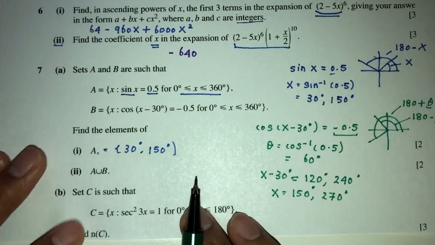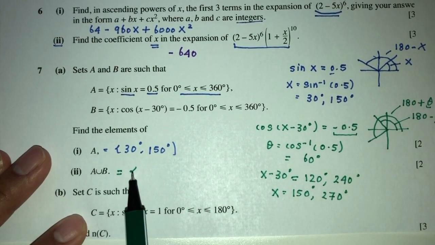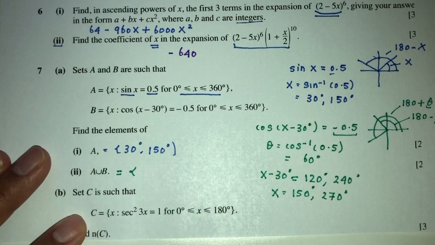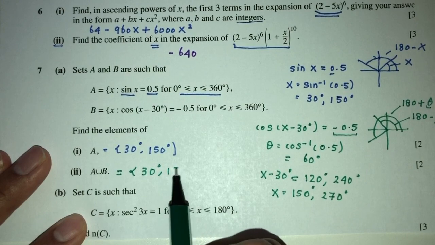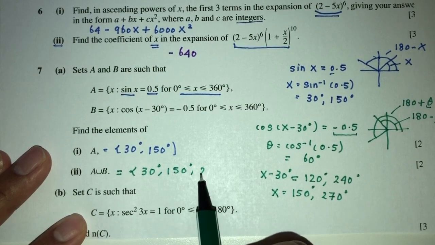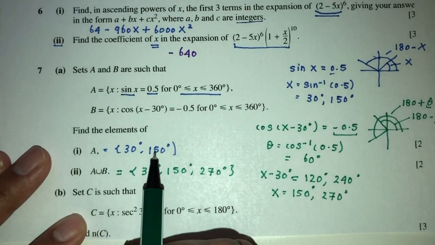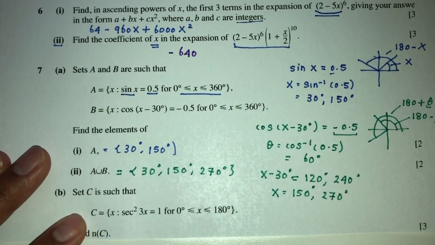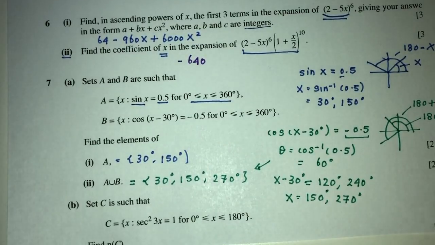Now the question here is to find A union B. So basically it is the elements of A and B but not repeating the same thing. So we have 30 degrees, we have 150 and 270. It is the elements of A and B, but we don't need to put the same element twice. That makes sense. That will be part 2 of the question.